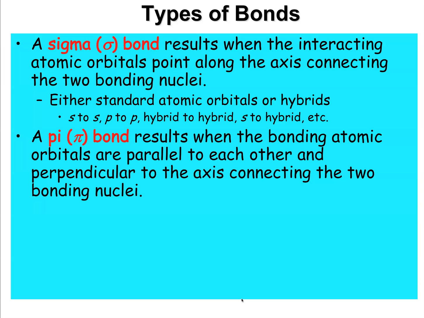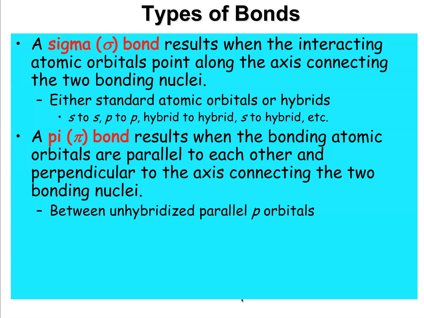On the other hand, we have pi bonds. These result when bonding atomic orbitals are parallel to each other and perpendicular to the axis connecting the two bonding nuclei. So they are not in between the two atoms. They are above the atoms and below. They are in front of and behind. I know, kind of hard to see that, but again, I'll have some images to show that as well.